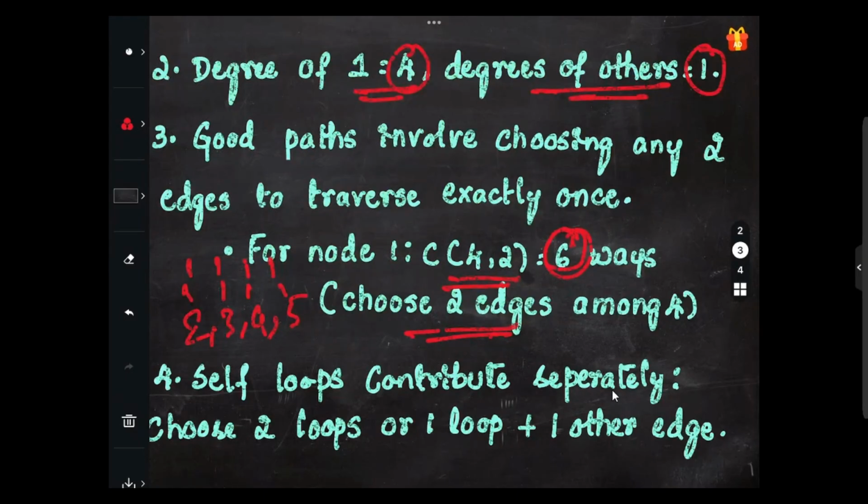So here self loops contribute separately. We can choose either two loops or one loop plus one other edge, right? So this is fine, I believe.